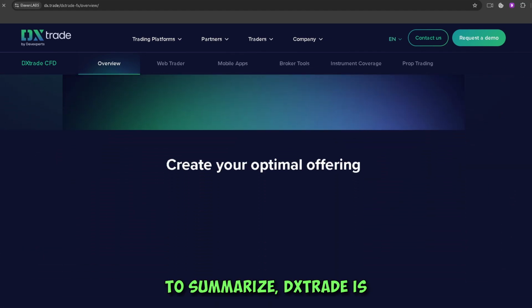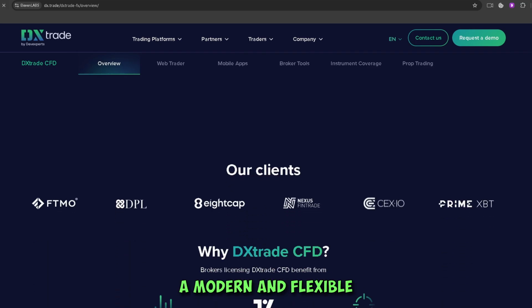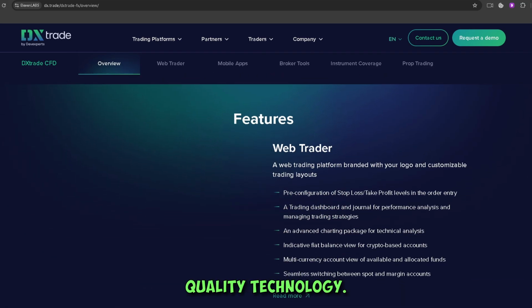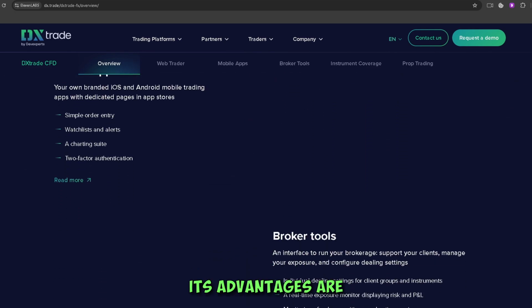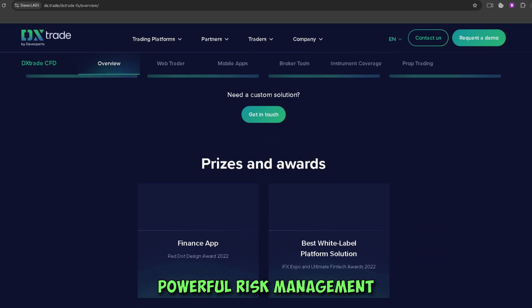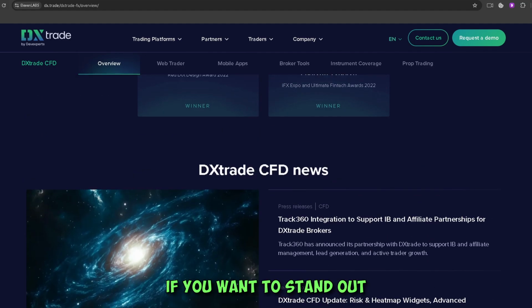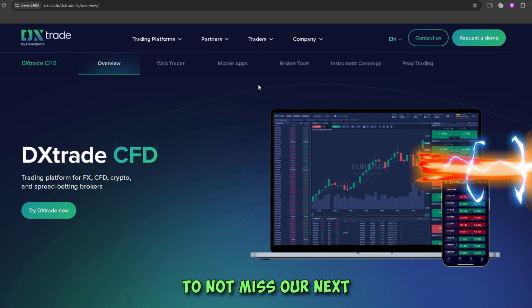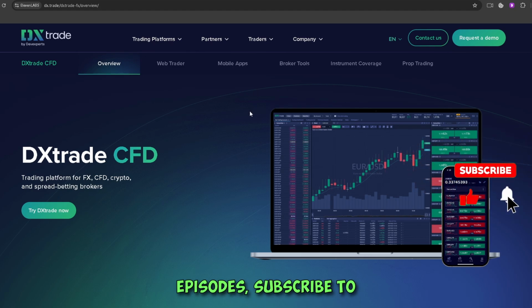To summarize, DXtrade is a modern and flexible solution that is ideal for brokers who are ready to invest in quality technology. Its advantages are obvious: quick startup, customizability, and powerful risk management tools. If you want to stand out among your competitors, this platform can be a great choice.